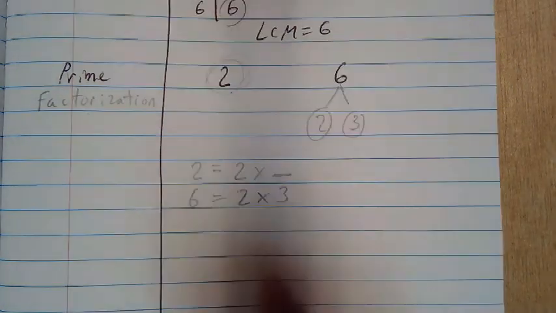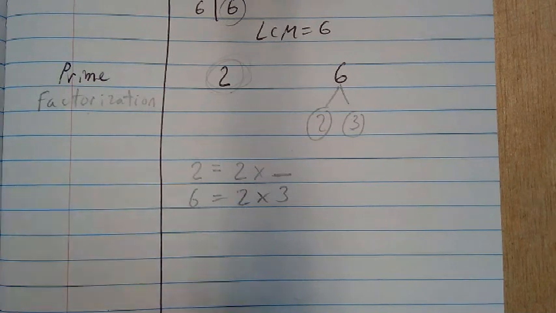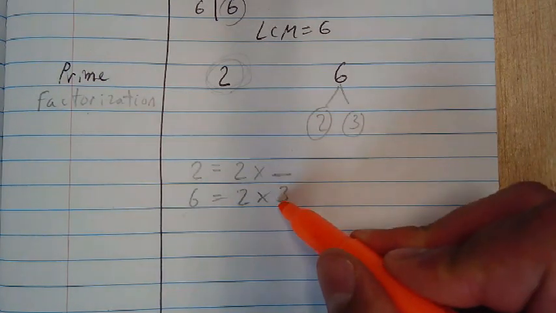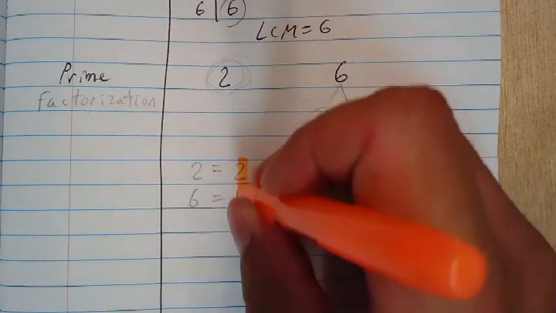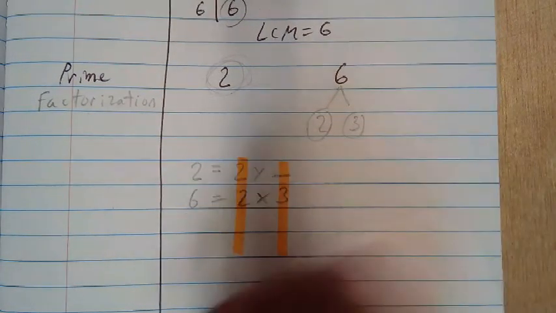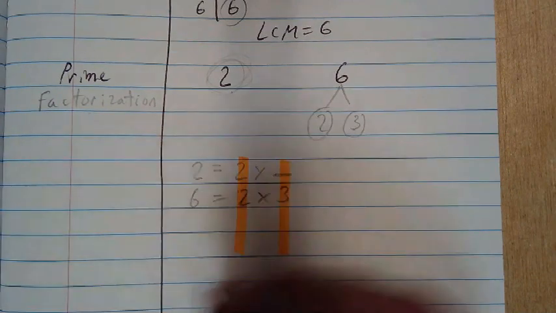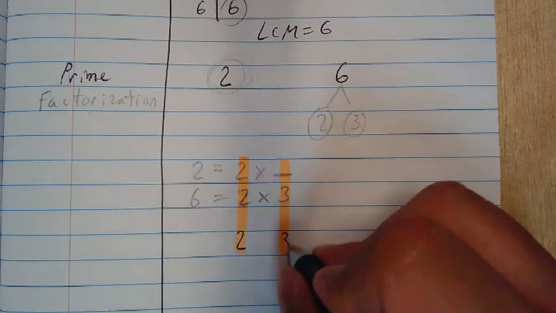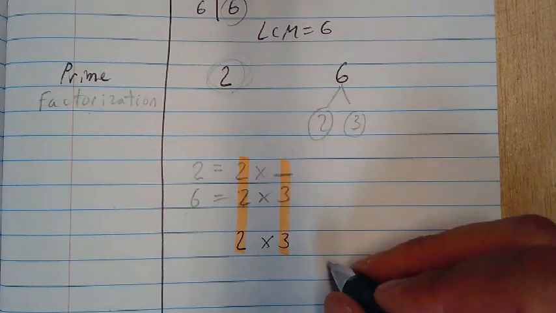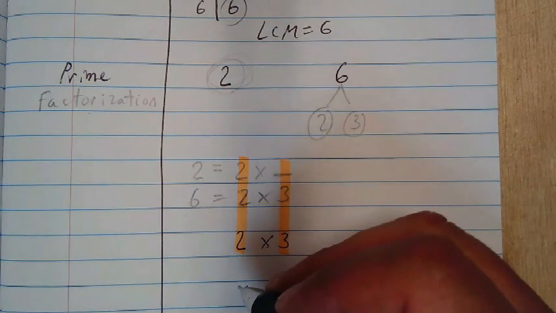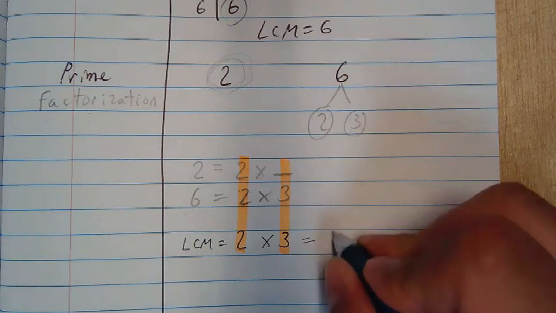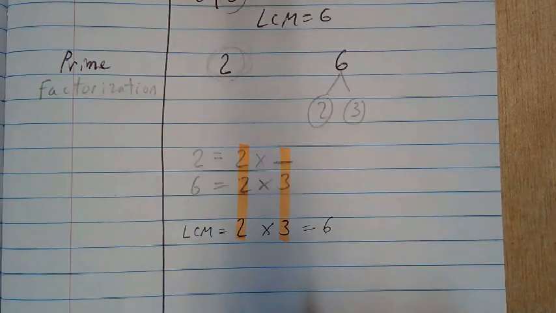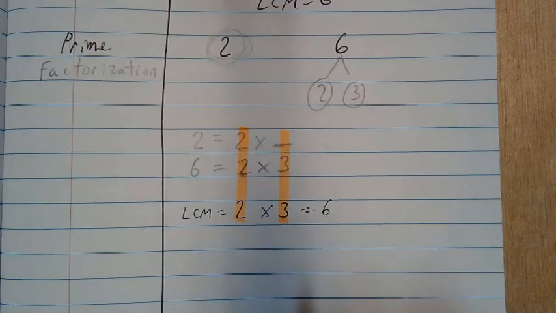You line them up. If the 3 doesn't have a partner, leave it blank on top. And what's going to happen is you do this. You bring it down. So the LCM equals 6. Don't worry, I'll do another example in case you're stuck.